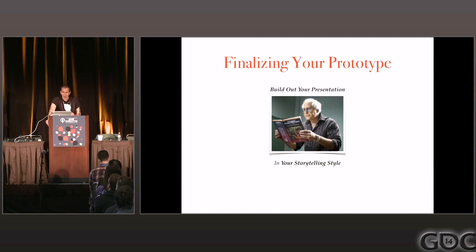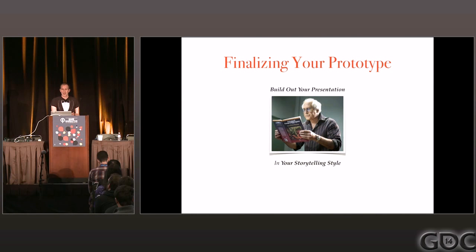So finalizing your prototype. What you need to do now that you've created this formal system, so it makes sense to you, is build out your presentation. And this is where you're using that comfortable place, that storytelling place that really makes you feel like you're conveying a good story. For some of you, it may be visual or written or performative, but this is where you're figuring out how to communicate those rules and systems to the player. You're presenting that.